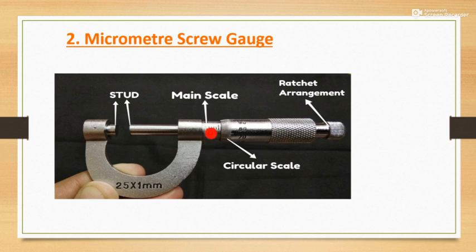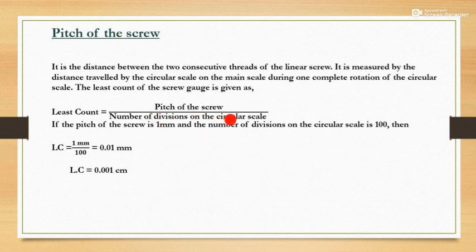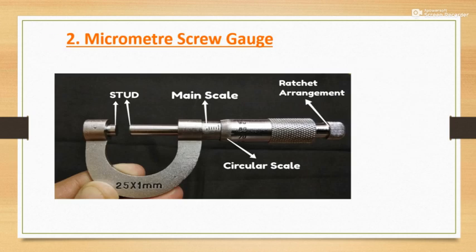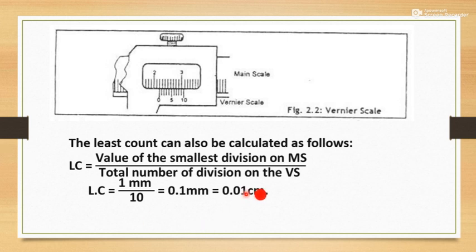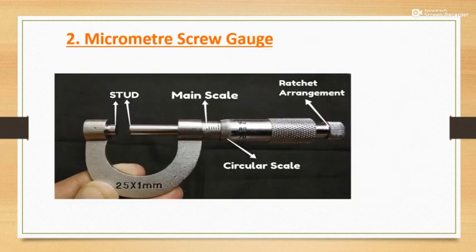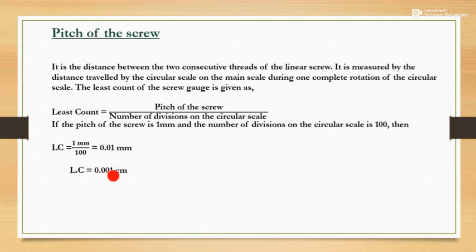Now 1, 2, 3, 4, 5, 6 and so on. How many readings are on the main scale? We can use the pitch of the screw. If the pitch of the screw is 1 millimeter and the number of divisions on the circular scale is 100, then the least count is equal to 1 divided by 100, which is 0.01 millimeter. So the least count of the screw gauge is 0.01 millimeter. Okay, you should keep in mind the least count of the vernier scale is 0.01 centimeter, and the least count of the micrometer screw gauge is 0.01 millimeter.